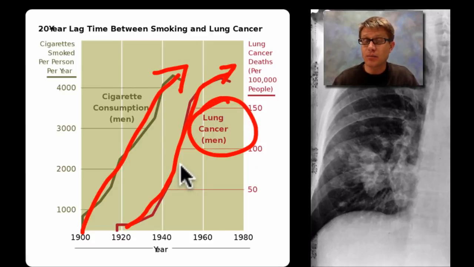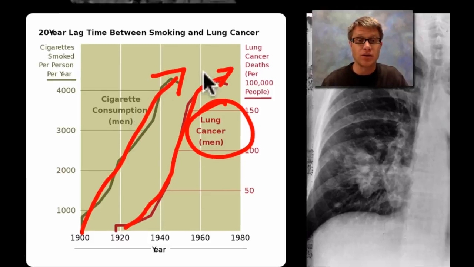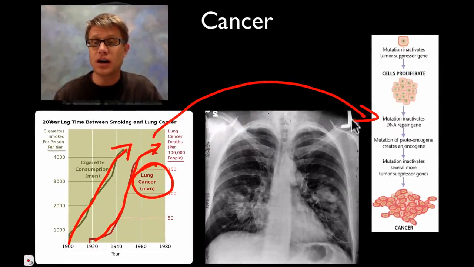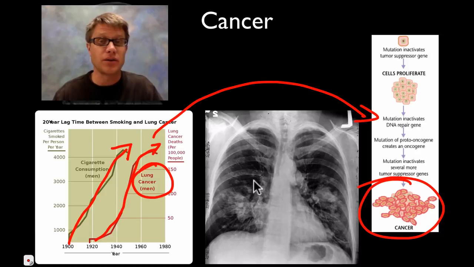There's genetic predisposition, but we can also have carcinogens. In this case, it's chemicals found within the smoke that can cause mutations and cause cells to become cancerous. But what is it? It's just uncontrolled cell growth, uncontrolled mitosis. And I hope that's helpful.